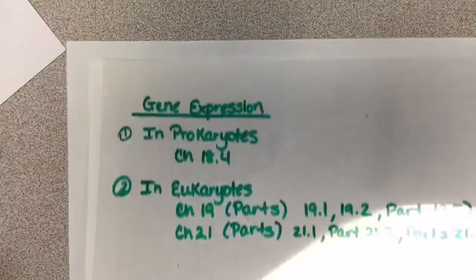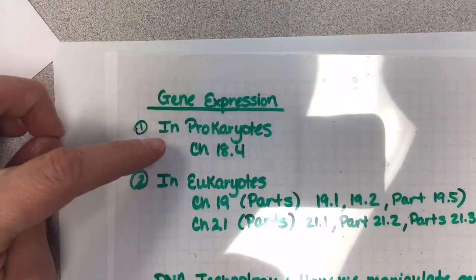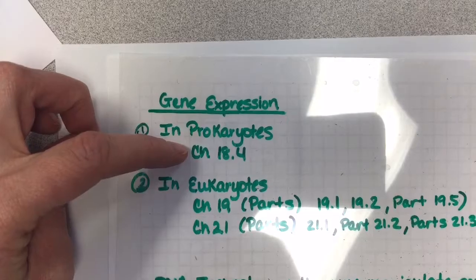Okay, so if you recall last week, I went over what the test was going to be on. So I'm just going to do a little review right now of 18.4, which is prokaryotes. Remember that prokaryotic cells are controlled by operons, which are groups of genes that are controlled by one promoter.